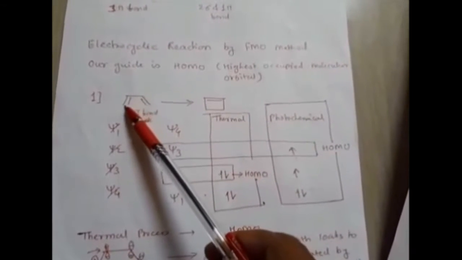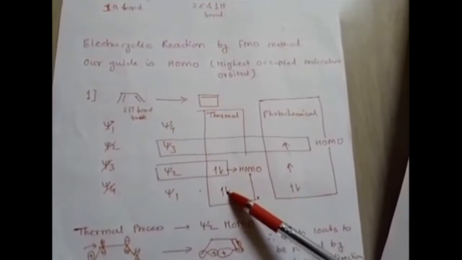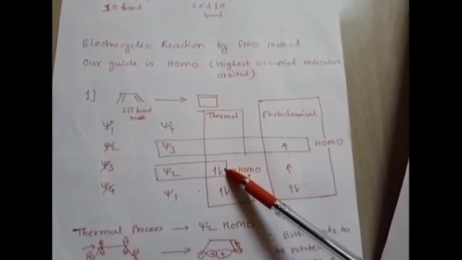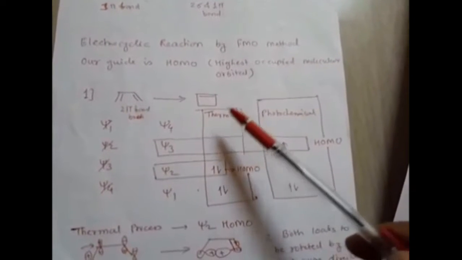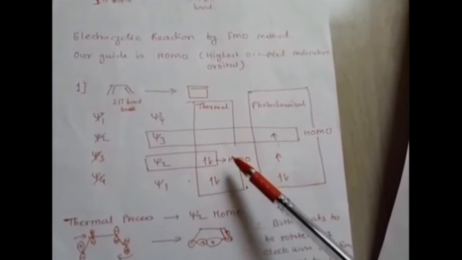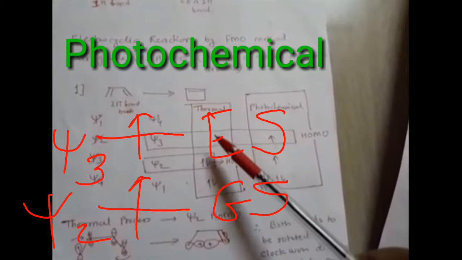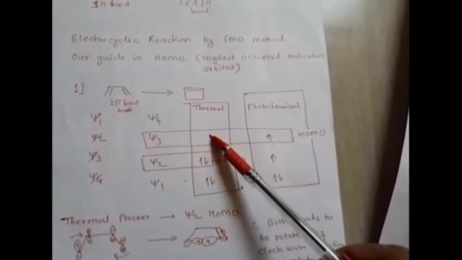And these 4 electrons, that is 1, 2, 3, 4, occupy positions in the ground state. So 2 electrons in the Psi1 orbital and 2 electrons in the Psi2 orbital, whereas Psi3 and Psi4 remain vacant. So in thermal condition, here 2 electrons are present in Psi2. That's why this is the highest occupied molecular orbital. Whereas in photochemical reaction, one of the electrons is shifted from the ground state to the excited state. That means this electron is shifted from Psi2 to Psi3.